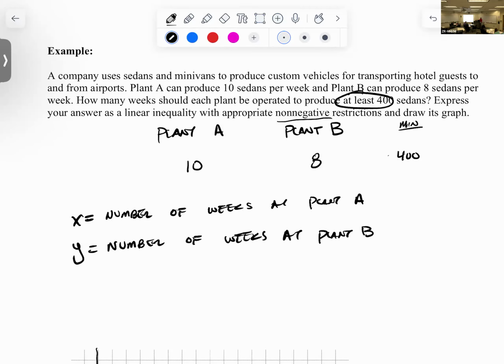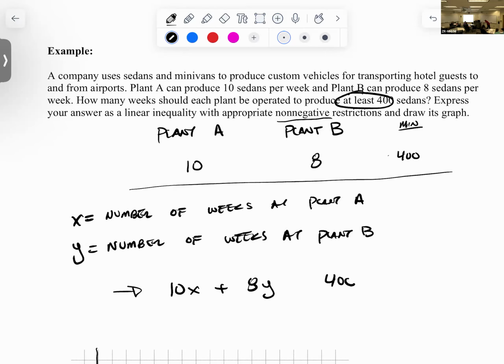So as a note, if we're identifying the number of weeks at plant A and the number of weeks at plant B, I would just create that. That means 10 X plus 8 Y: 10 sedans per week times the number of weeks plus 8 sedans per week times the number of weeks. And then I have the 400.